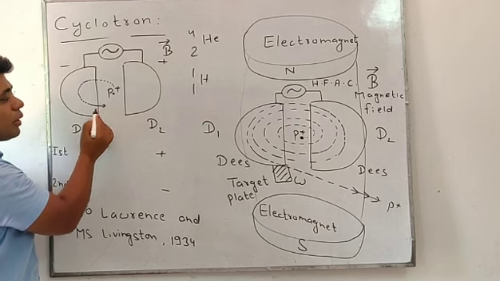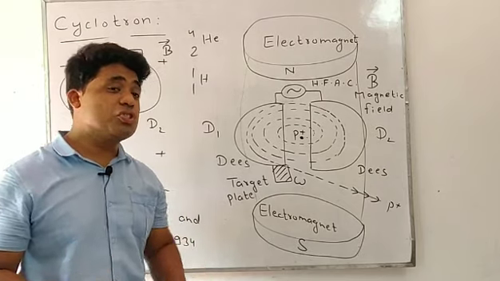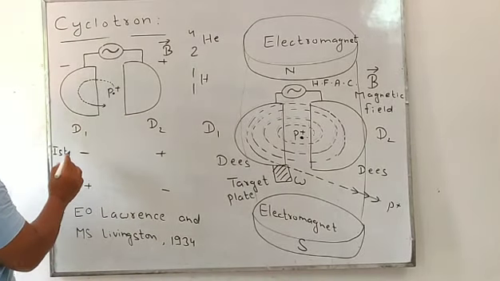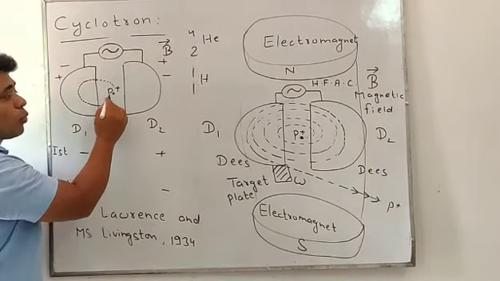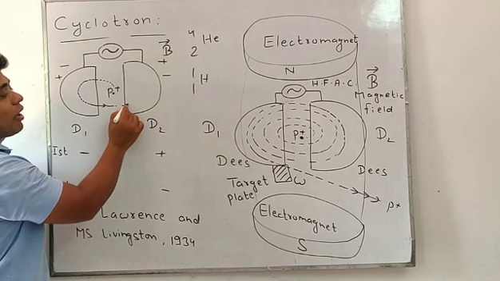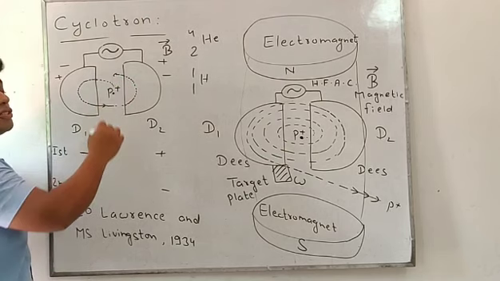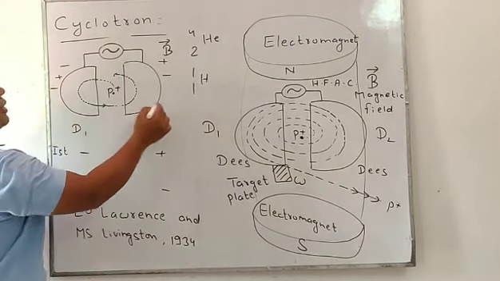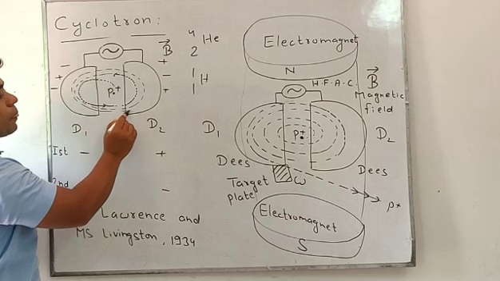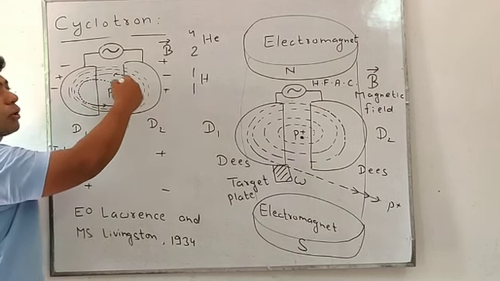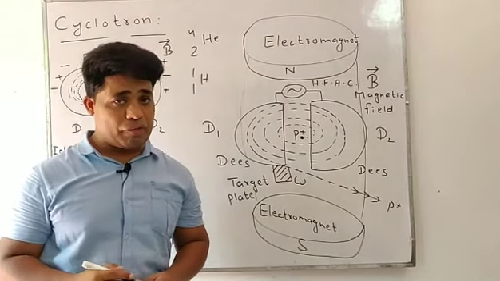As soon as it comes to the gap between the Ds, the AC source changes the polarity. It means it changes the charge. It provides positive charge to D1 and negative charge to D2. So this proton will be attracted and travel in the remaining next half cycle in D2. Again when it comes outside, the AC source again changes the polarity, minus and plus. In this way, this process occurs continuously and the charged particle will rotate between the Ds in the presence of a strong magnetic field.